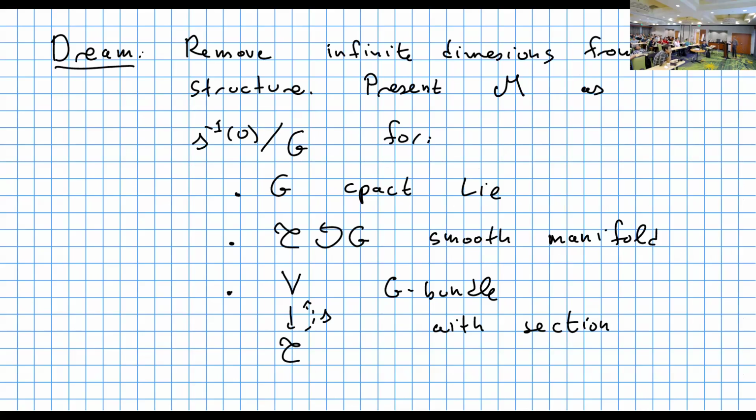Which again, for somebody who doesn't do geometric analysis, the dream is to remove infinite dimensions from the picture. So what we want to do is present M, and here M is the moduli space of pseudo-holomorphic curves with target some symplectic manifold in a fixed homology class. You make the symplectic manifold closed just so that you avoid some issues at infinity. There's always some condition you can put at infinity to get rid of the problem.